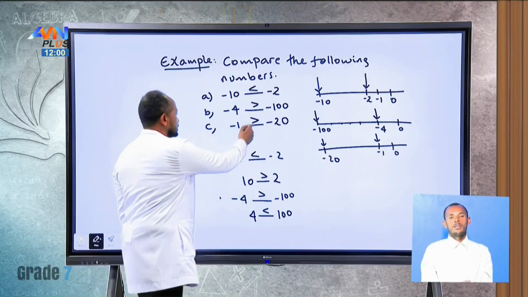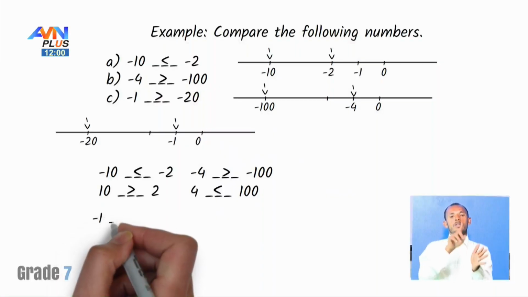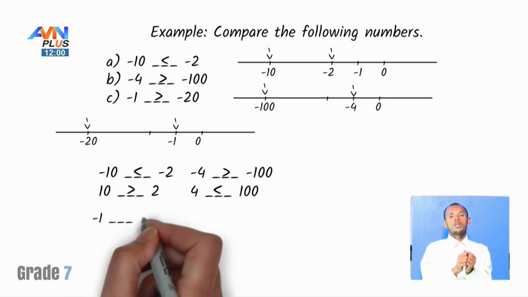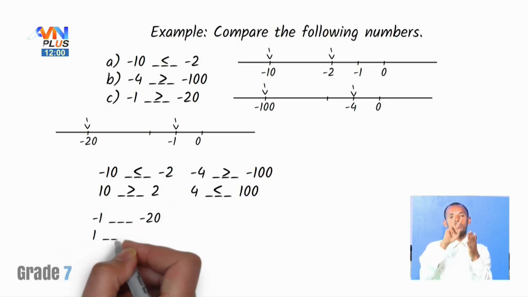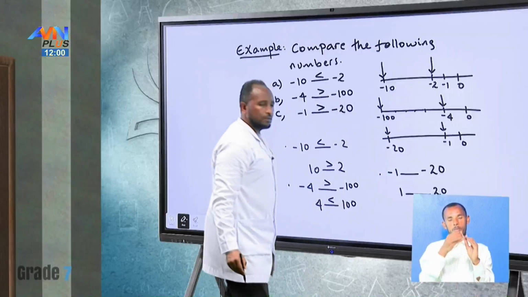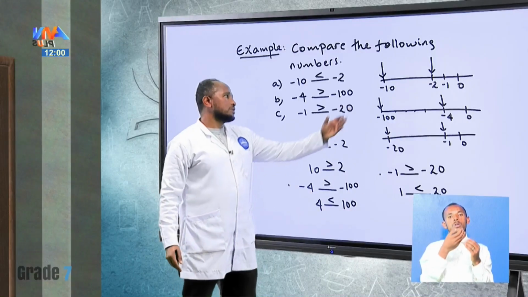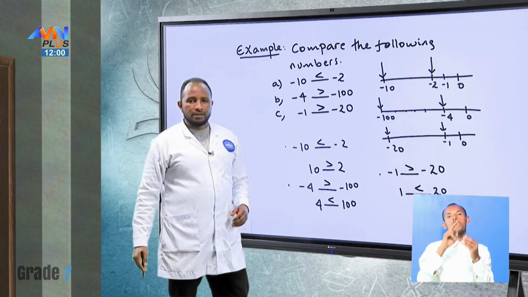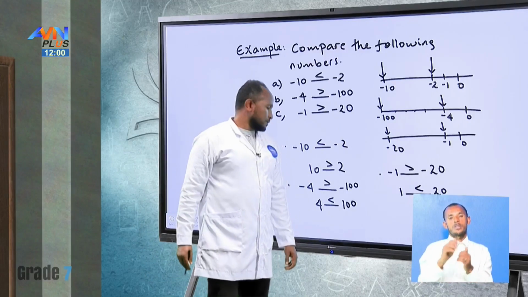Again, when you see this one, minus 1 with minus 20. To compare these two, first compare the positive of these numbers. And 1 is smaller. Therefore, negative 1 is bigger. That's it. So you can also compare in this form, or you can use a number line to compare the numbers. That's it. So let's proceed to the next part.